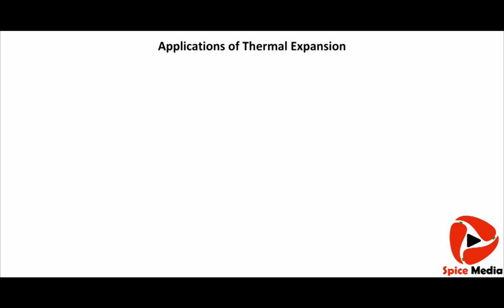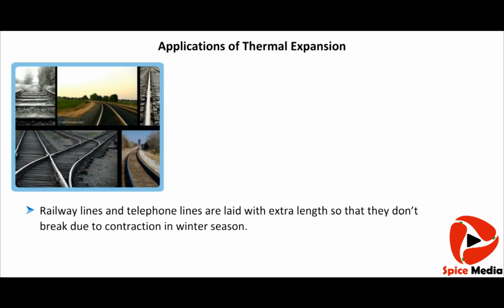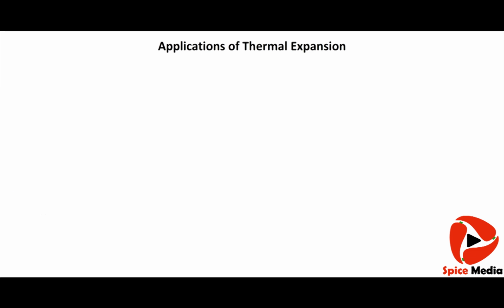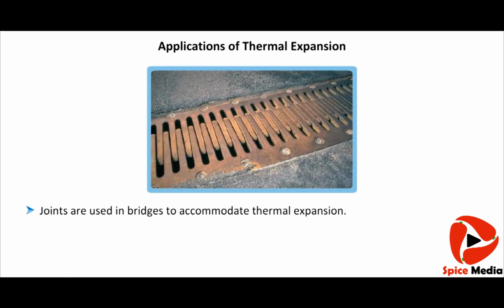For example, railway lines are laid with small gaps. When temperature varies, the gaps allow the iron tracks maximum possible expansion. Telephone lines are laid with extra length so that they don't break due to contraction in winter. Small gaps at the joints are used in bridges to accommodate thermal expansion.